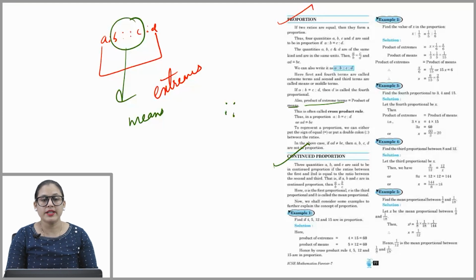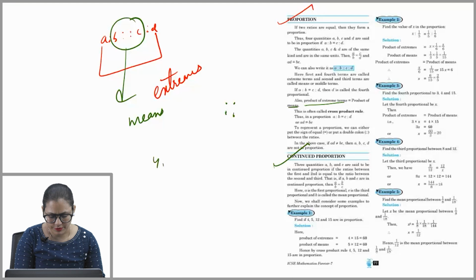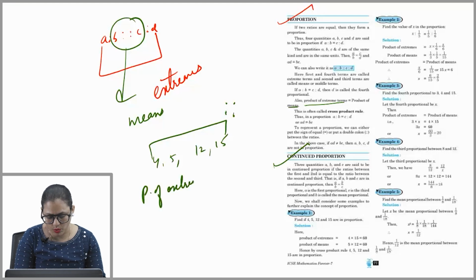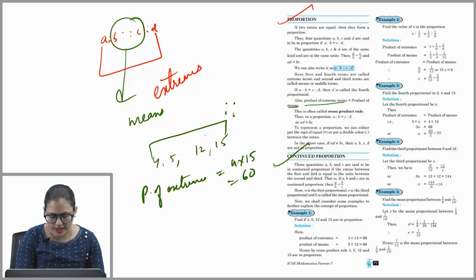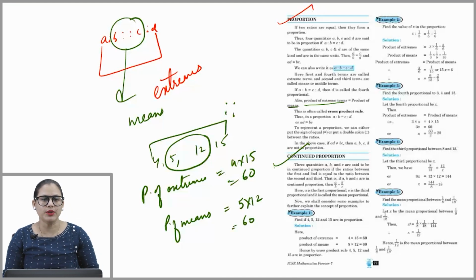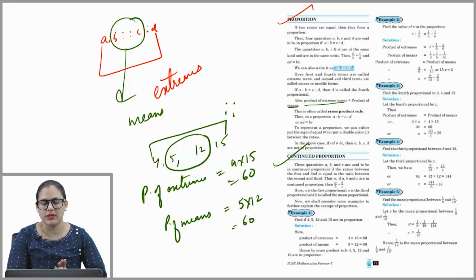Example: we have to find if 4, 5, 12 and 15 are in proportion. Okay, so 4, 5, 12 and 15. First we will find the product of extremes. Product of extremes is what? 4 into 15, that is 60. Now find the product of means. Product of means is equal to 5 into 12, that is 60. So both are equal, that means these are in proportion, right?